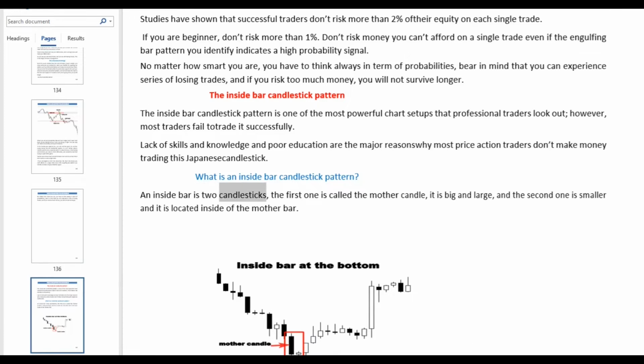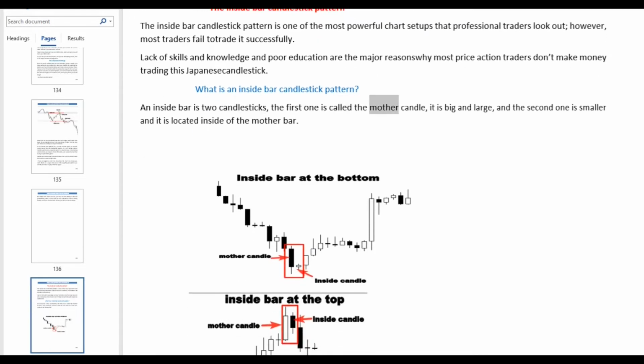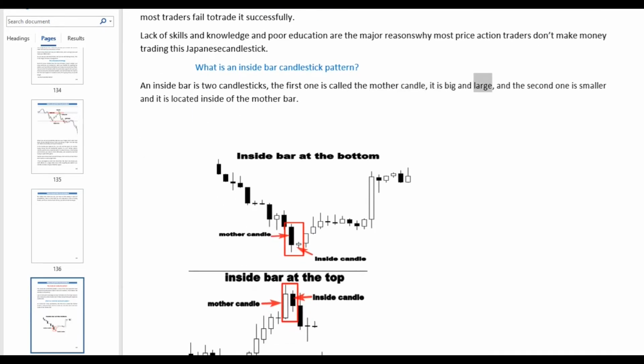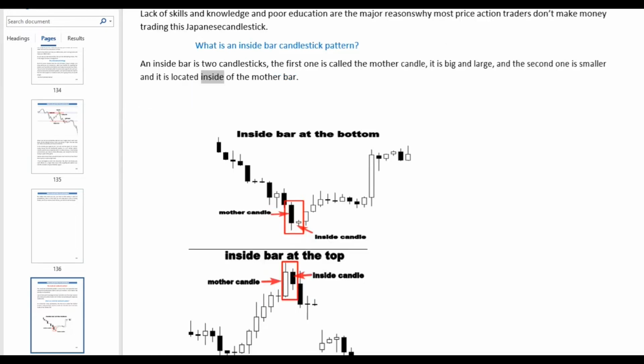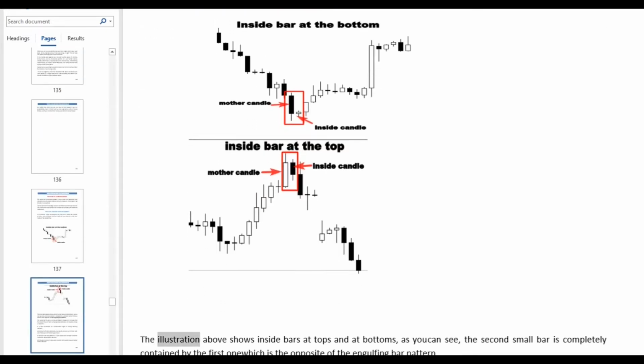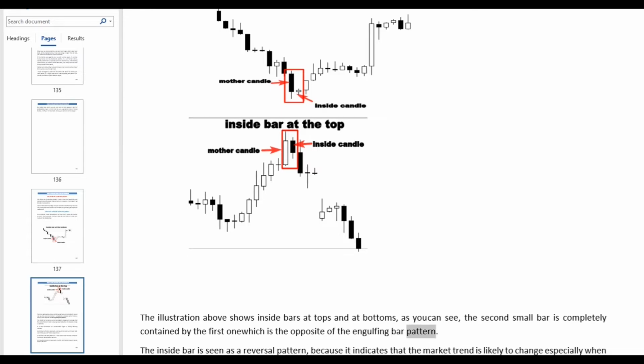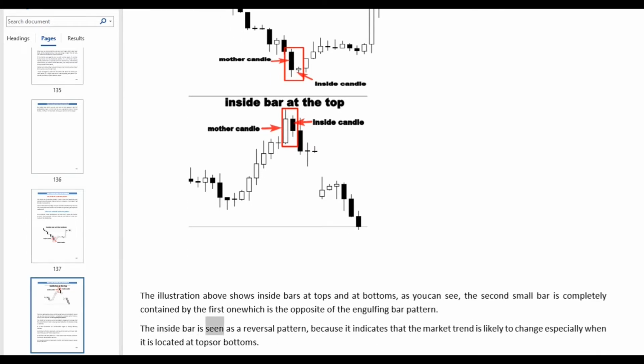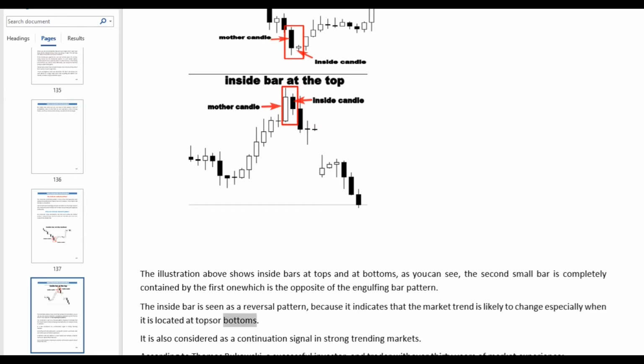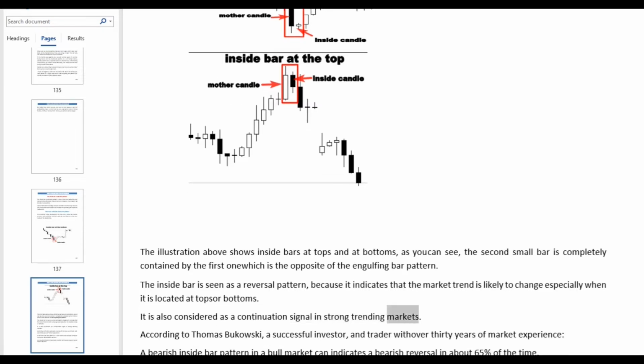An inside bar is 2 candlesticks. The first one is called the mother candle. It is big and large, and the second one is smaller and it is located inside of the mother bar. The illustration above shows inside bars at tops and at bottoms. As you can see, the second small bar is completely contained by the first one, which is the opposite of the engulfing bar pattern. The inside bar is seen as a reversal pattern, because it indicates that the market trend is likely to change, especially when it is located at tops or bottoms. It is also considered as a continuation signal in strong trending markets.